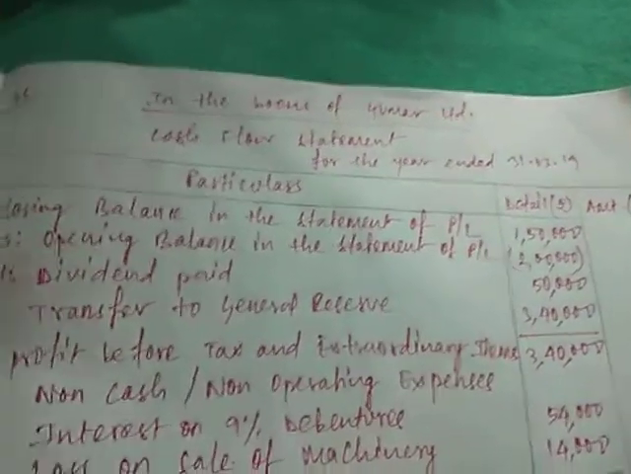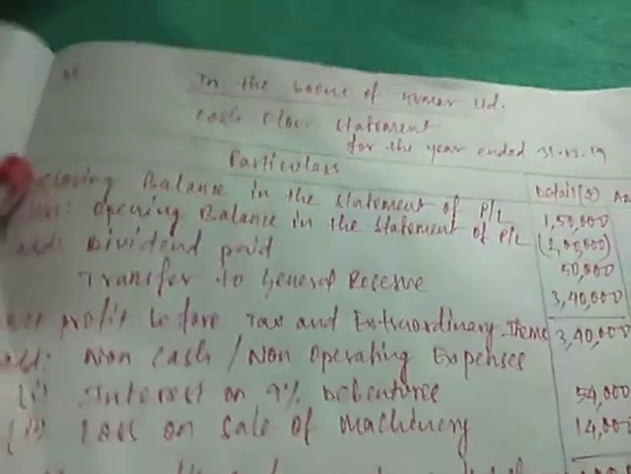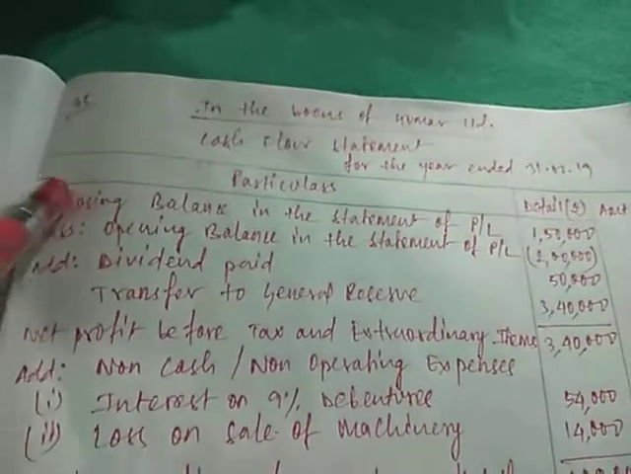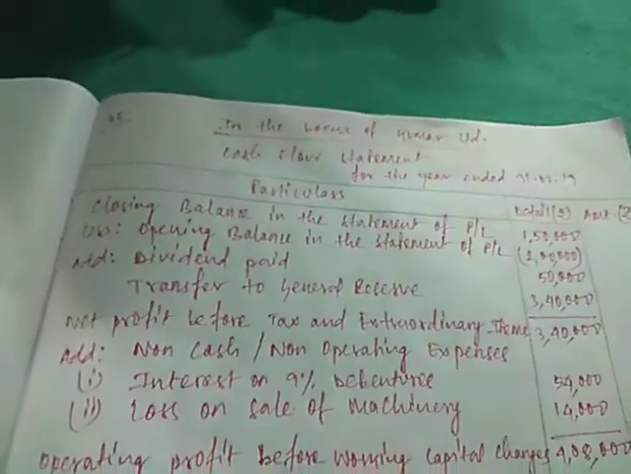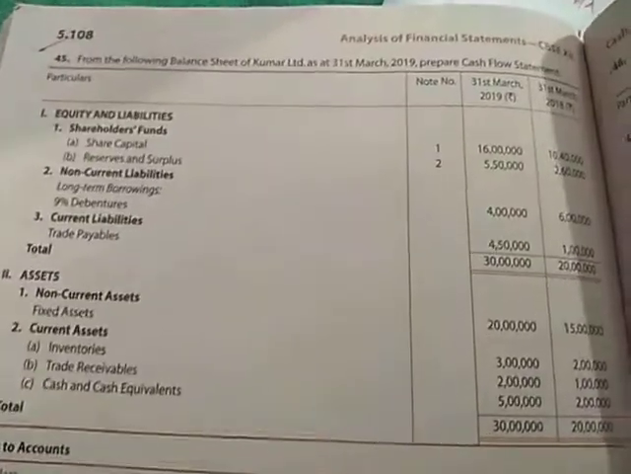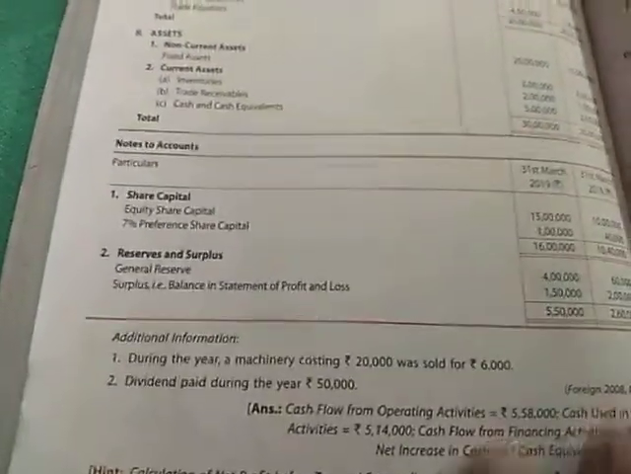Now here you can see, I have missed one line, cash flow from operating activities. You'll write it at the top, cash flow from operating activities. Thereafter, we'll start the question with the closing balance in the statement of PL. In question number 45, the balance sheet is given for 31st March 19 as well as 18. Thereafter, some notes to accounts and some additional information are also given.